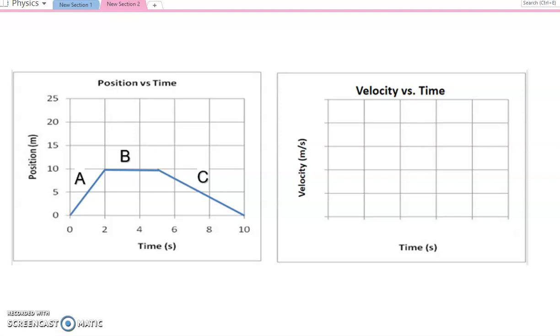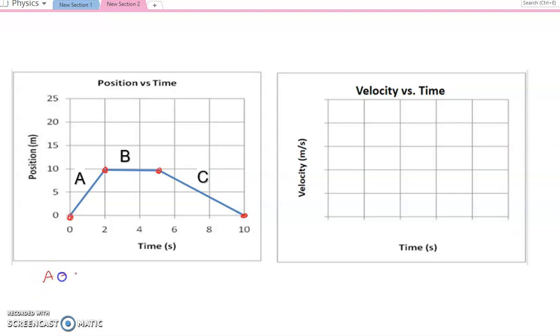Alright, on this position versus time graph, we're going to translate it into a velocity versus time graph. So the first thing I need to do for my position versus time is take the slope of each segment. So I'm going to put some dots on my graph so I know where I start and I end for each segment. And now I can begin for my slopes.